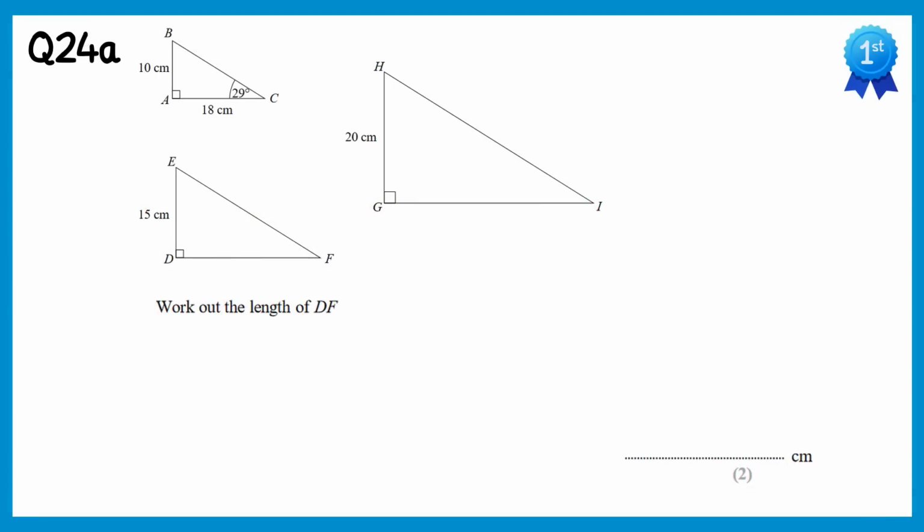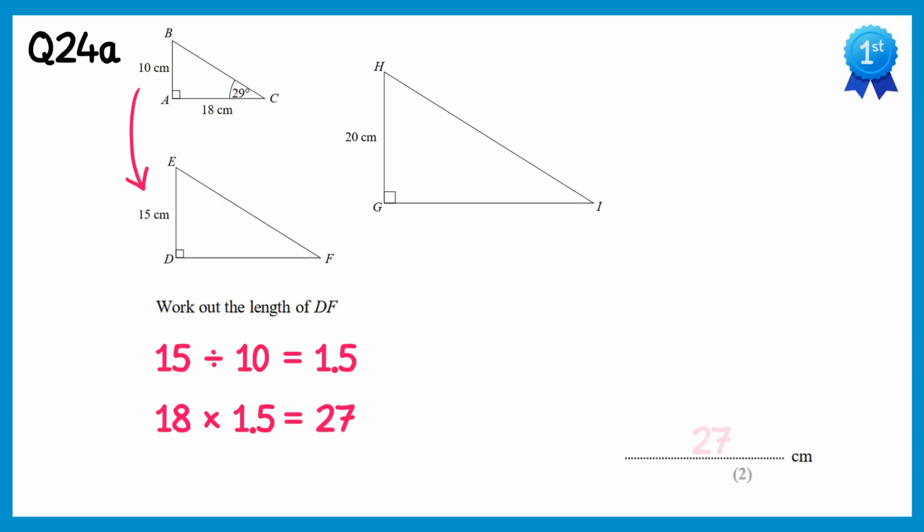For this question, we have 3 similar triangles. We need to work out the length of DF. So if we look at the 2 smaller triangles here, we need to work out the scale factor. We can do that by considering what we multiply 10 by to get to 15. If you do 15 divided by 10, you'll get 1.5. So the scale factor in this question is 1.5. So if we take the 18 from the smallest triangle and times that by 1.5, we find the length of DF, which is 27.